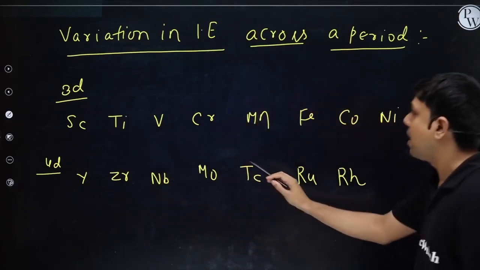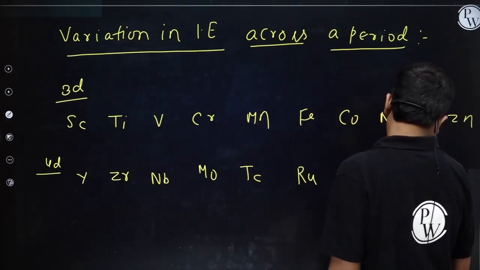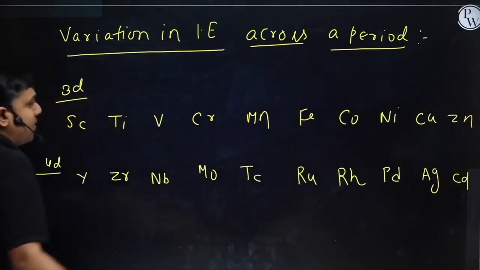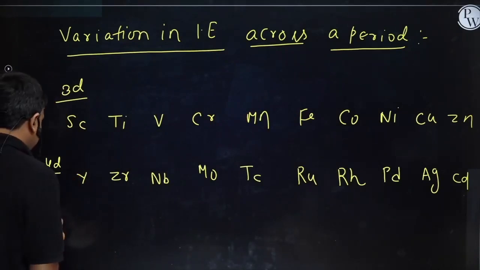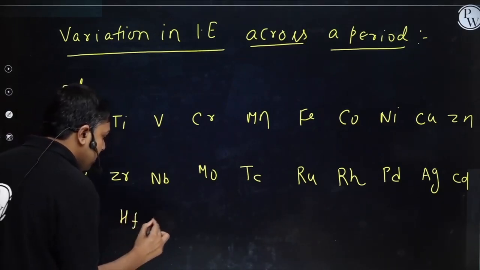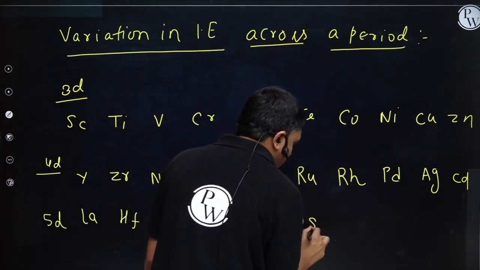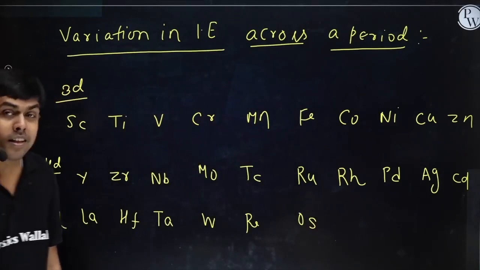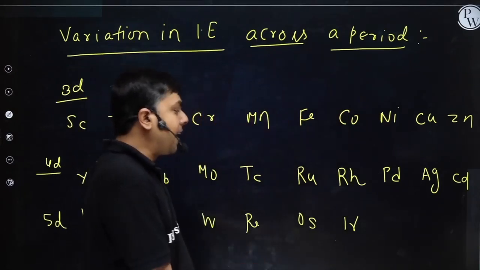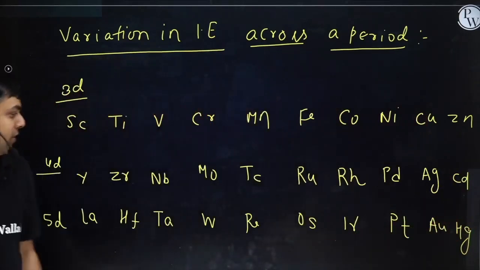You can easily remember the elements involved. This is the 4D series. And in the 5D series, the elements are La, Hf, Ta, W, Re, Os, Ir, Pt, Au, Hg. So this is the 5D series.